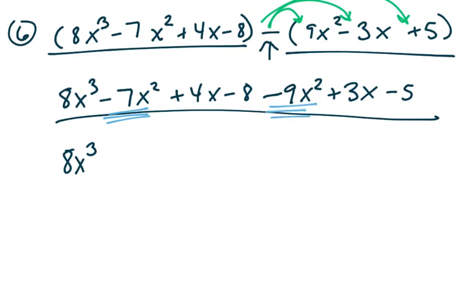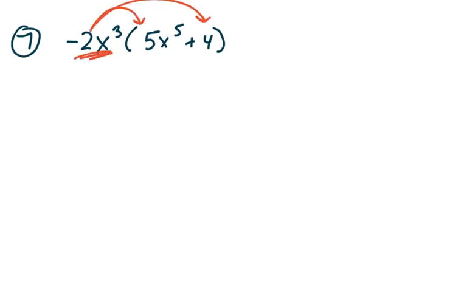So you have -7 minus 9. So it'll be a -16x squared. Then we have a plus 4 and a plus 3, so it's a plus 7x. And then we have a minus 8 and a minus 5. And that's -13. And that's all you can do.